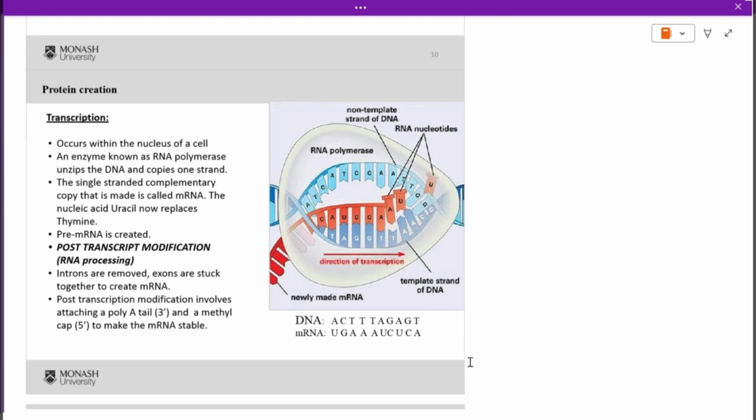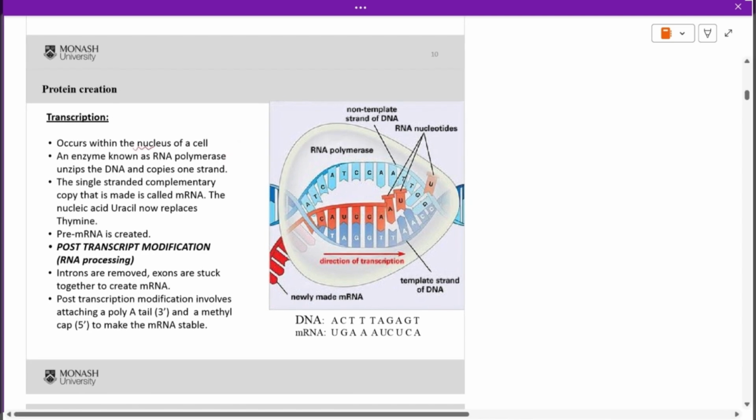All right, so let's continue on to protein creation, starting with transcription. The process of transcription occurs within the nucleus of a cell. It's broken down into three stages: initiation, elongation, and termination. At the first stage of transcription, which is initiation, an enzyme known as RNA polymerase binds to the promoter region of the DNA.